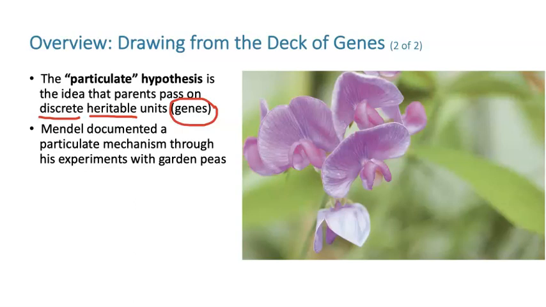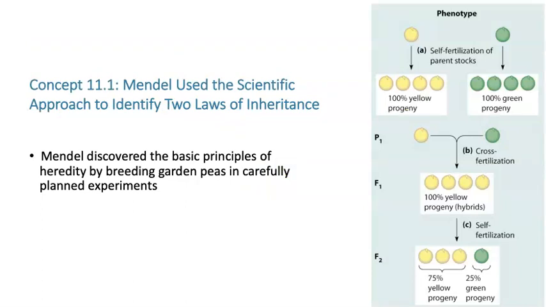Mendel documented his research very carefully through very careful experiments with garden peas. The picture that you see right here is a garden pea flower. Eventually, Mendel came up with two main laws of inheritance. We call them laws not because you can't break them, but because that's a word used to describe math, and there is a lot of math here in genetics. Laws of math and laws of physics are the general principles that are involved.